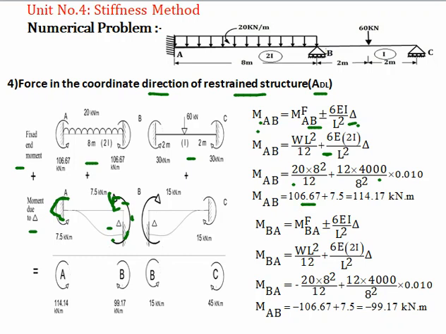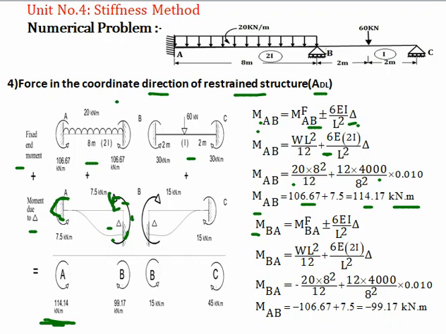Now after calculating, we will get the net moment 114.17 kilonewton meter. So this is a net moment due to the fixity at A, and it is mentioned here, that is 114.14. Just adding these two, fixed end moment and moment due to the downward sinking. Now let's consider MBA. We are talking about this span AB.